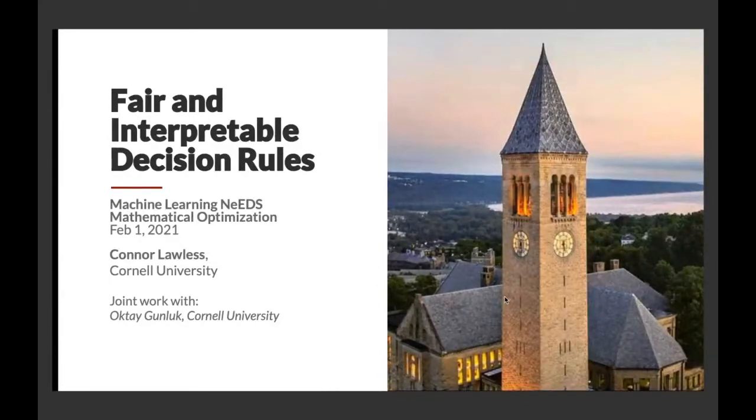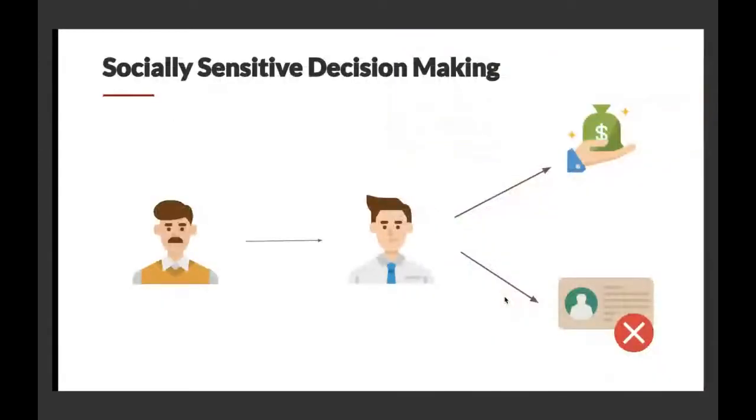As Cristina mentioned, my name's Connor. I'm a PhD student in operations research here at Cornell University, where I am extremely lucky to be advised by Oktay Gunluk. And today I'll be talking about our joint work on fair and interpretable decision rules.